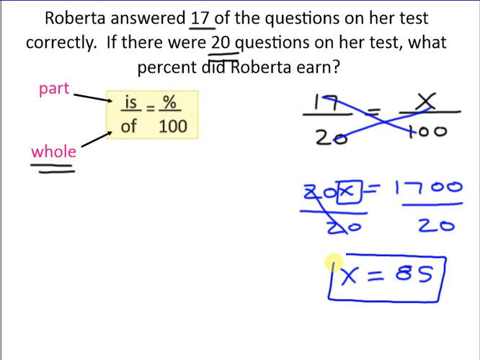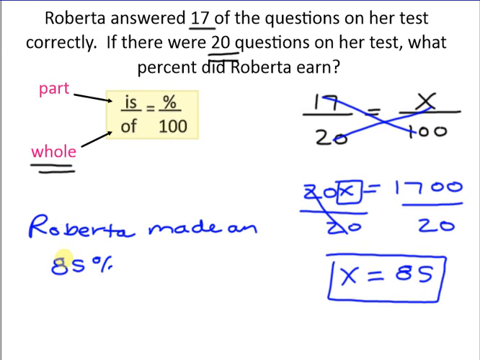So what grade did Roberta earn on her test? Roberta made an 85% on her test. And this should say percent.